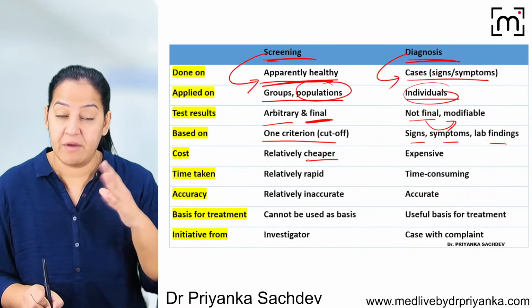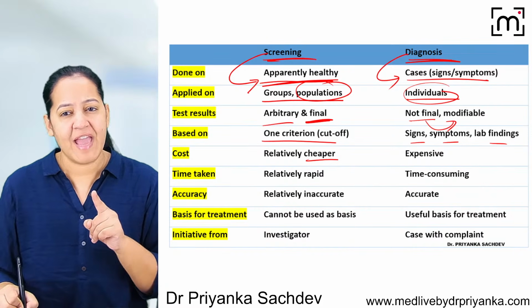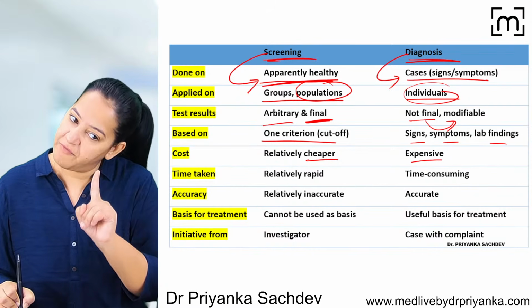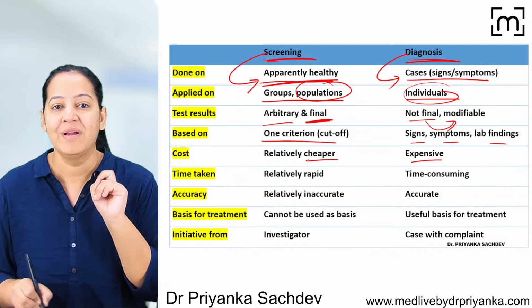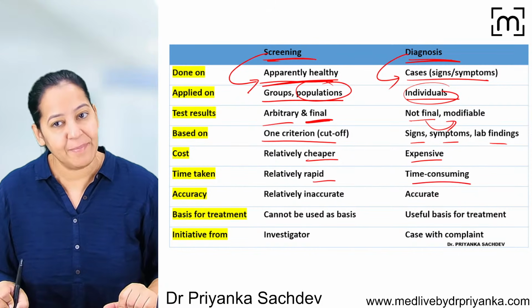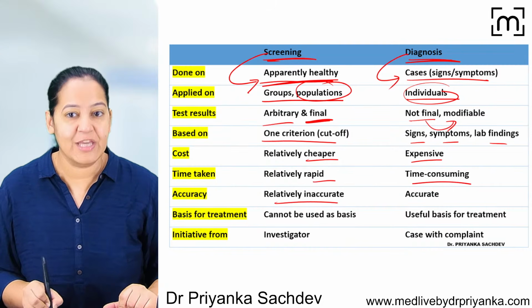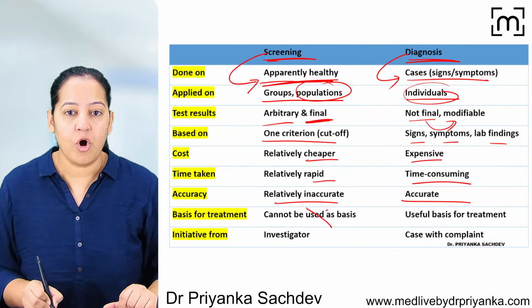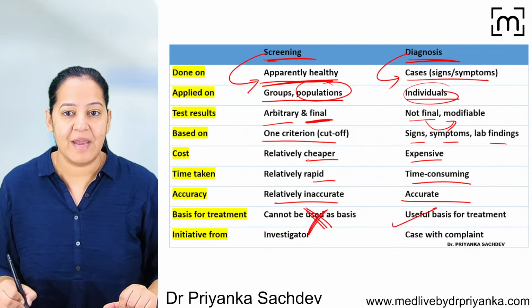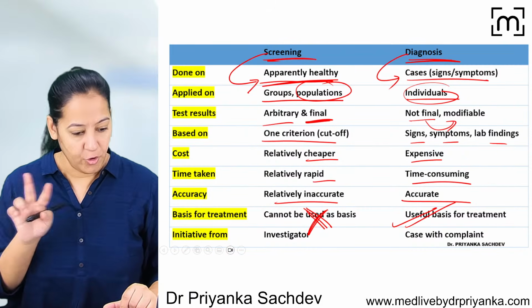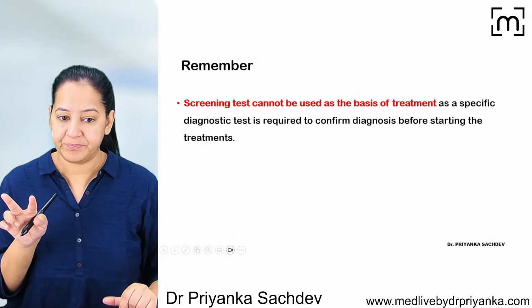This one is cheaper because we have to perform on a group of population. This one can be expensive sometimes because we have to perform only on one individual, not on group. This one is very rapid. This one can be time consuming. This is less accurate. This is more accurate. This cannot be used as a basis of treatment. This can be used as a basis of treatment. I hope you got the differences between the two.